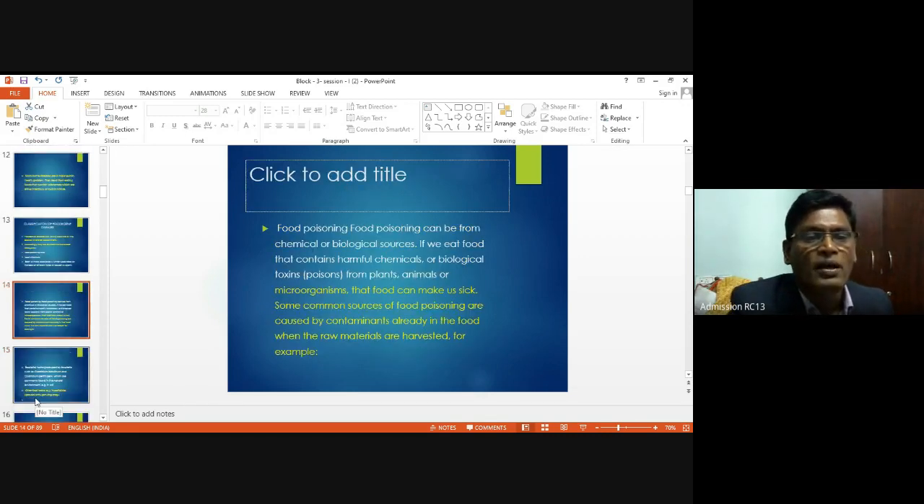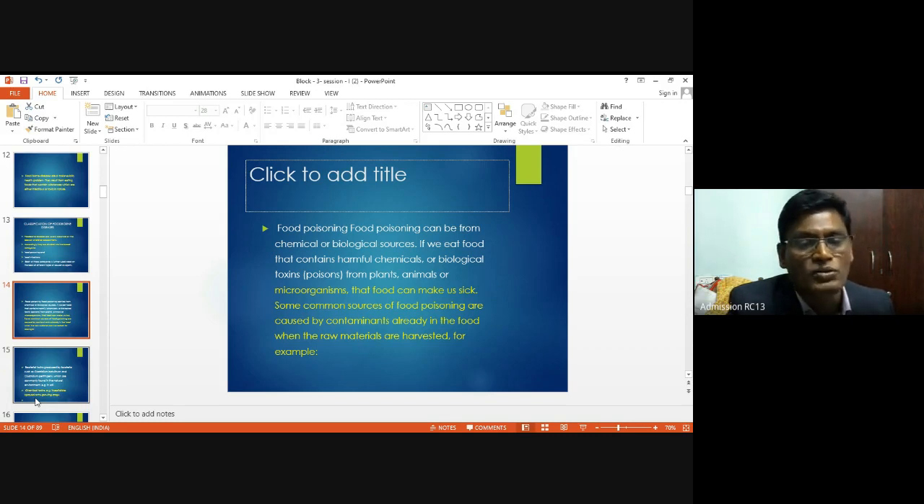Food poisoning can be from chemical or biological sources. So food can become a poison for an individual, whether it is contaminated with a chemical or biological source. If you eat food that contains harmful chemicals or biological toxins from plant sources or animal sources, or microorganisms, whether bacteria, virus, or fungus, whatever biological organism contaminates the food, that is also one of the reasons food can make us sick.